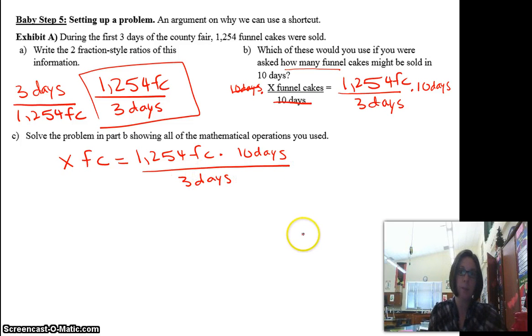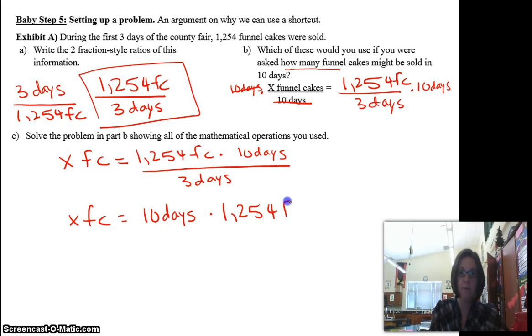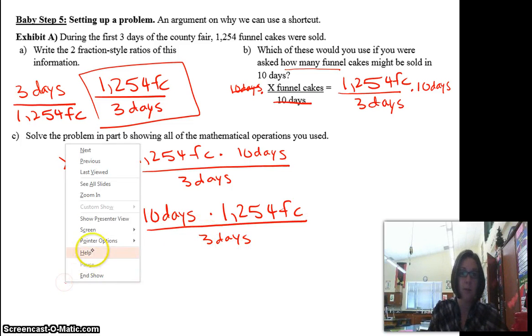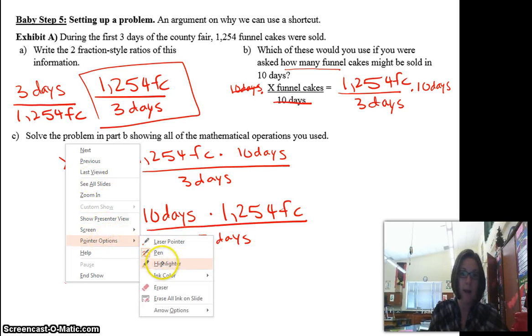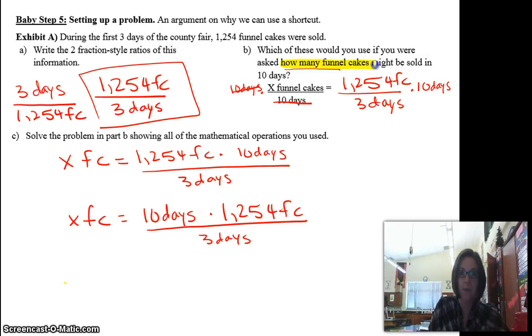Well, multiplication is commutative. I can multiply things in any order I want to. So I don't have to do 1,254 times 10, I could do 10 times 1,254. So I'm just going to rewrite it. Here's my X funnel cakes, and I'm going to start with the 10 days this time, and then times 1,254 funnel cakes. Put the whole thing over 3 days. So if I use my little highlighter, I can show you that the problem asked how many funnel cakes in 10 days, and that information is all together right here, separated by an equal sign. That's what I call a setup in dimensional analysis.